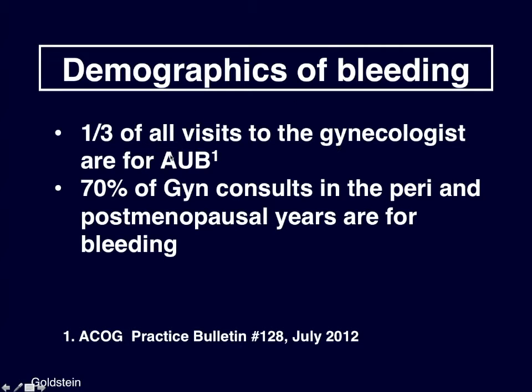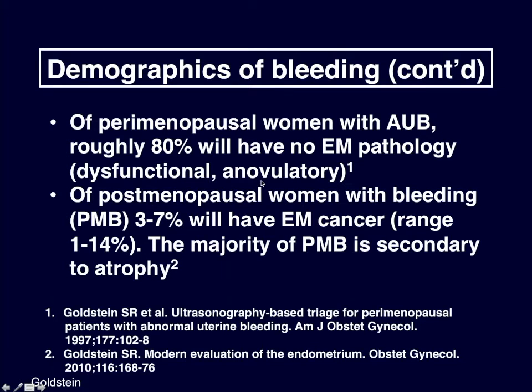One third of all visits to the gynecologist are for abnormal uterine bleeding, and 70% of GYN consults in the peri- and postmenopausal years are for bleeding. Of perimenopausal women with abnormal bleeding, roughly 80% will have no endometrial pathology. In other words, their bleeding is dysfunctional and anovulatory, what some doctors will tell them is hormone imbalance. The other 20% may have an anatomic reason for their bleeding, and we'll get into that.